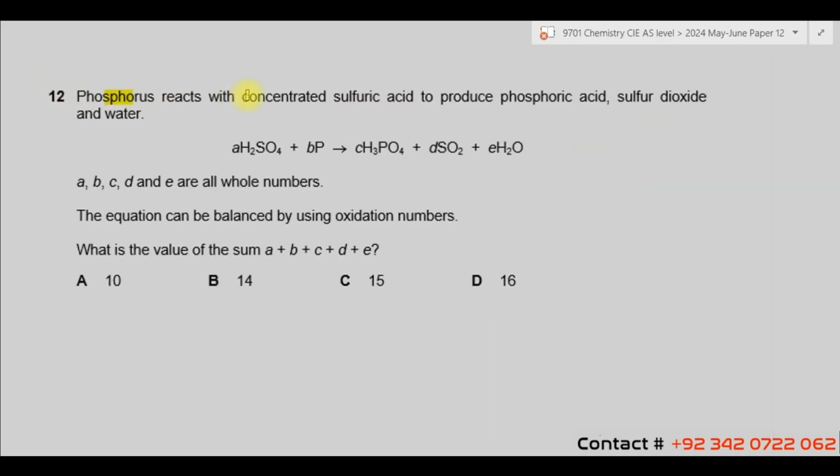Question 12. Phosphorus reacts with concentrated sulfuric acid to produce phosphoric acid, sulfur dioxide and water. Equation is given. A, B, C, D and E are all whole numbers. Equation can be balanced by using oxidation numbers. Find the value of the sum of A, B, C, D and E. Let's find out oxidation numbers. Hydrogen is +1, oxygen is -2. Phosphorus is an element, so it is 0. Hydrogen is +1, oxygen is -2. There are two oxygens, so -4 and sulfur will become +4.